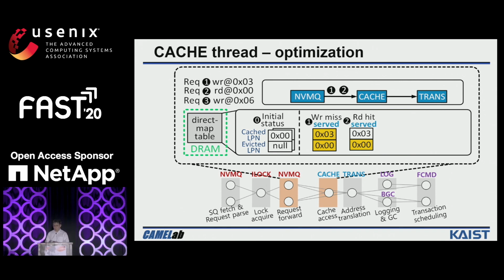The third request will want to write the data at page 0x06. NVMQ will look up the direct map table and find out there is a data miss. Request 3 would have to wait for the cache thread to evict page 0x00 and buffer page 0x03. To reduce the waiting time, we will directly bypass request 3 to the trans threads. And once the cache threads receive request 1, the cache threads will evict the page 0x00 to the trans threads.